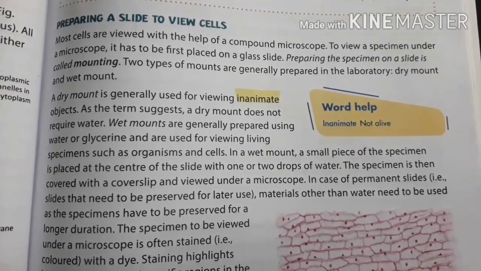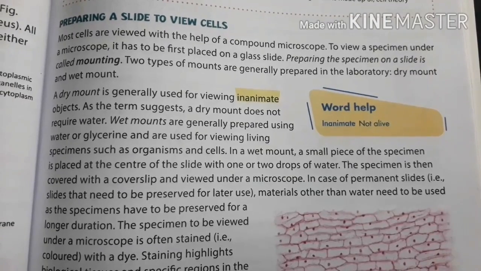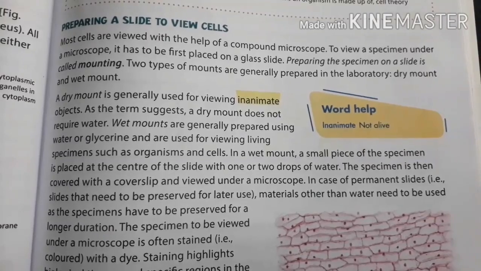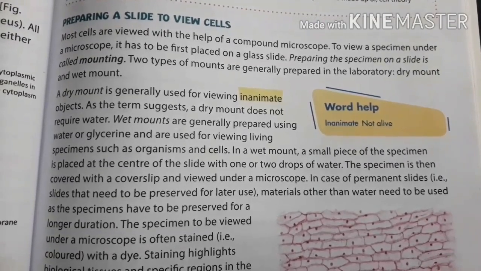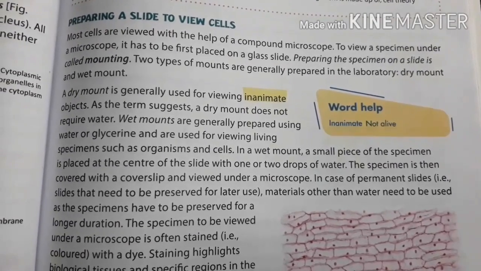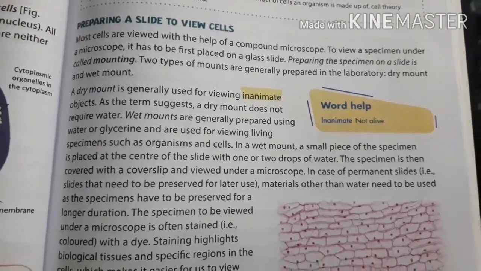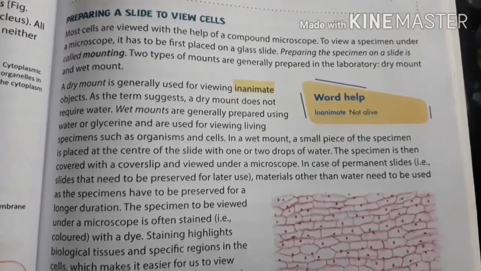Most cells are viewed with the help of a compound microscope. To view a specimen under a microscope, it has first to be placed on a glass slide. First we need a glass slide. Preparing a specimen on a slide is called mounting. Two types of mounts are generally prepared in the laboratory: dry mount and wet mount.